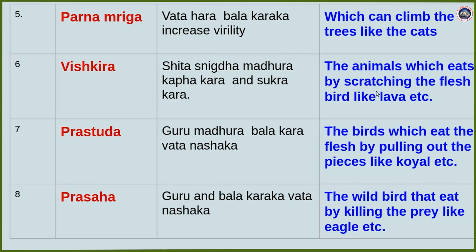Vishkira, animals which eat by scratching the flesh. That is generally the birds. Prastuda are also a type of bird, and the name came like that. Prastuda means they pick up the flesh from a dead animal and then eat it. Prasaha are wild birds which kill their prey, like eagles and others. So they knew everything, what type of bird, what type of meat it will be and what type of gunas they have. Everything is embedded in the Shastra. I think this many varieties of meat are not consumed nowadays, we don't know, but we have that knowledge of their various properties.